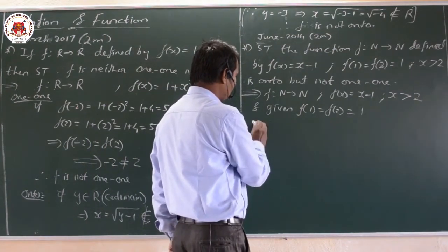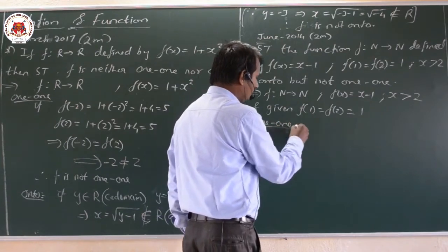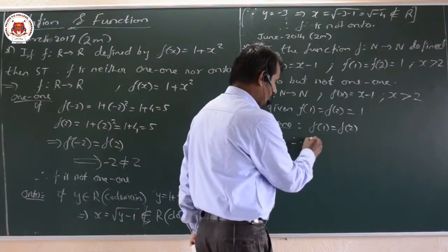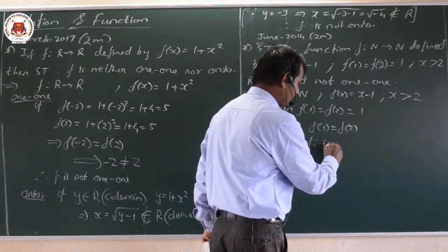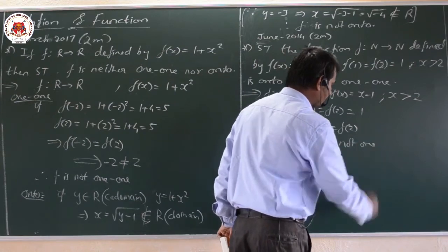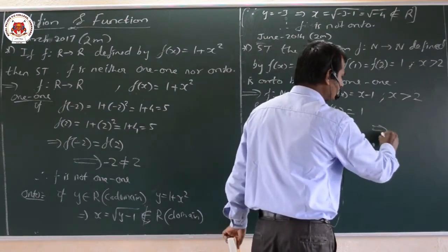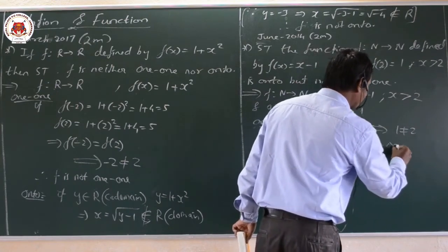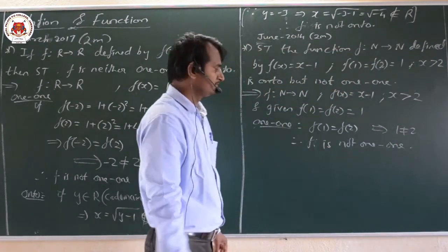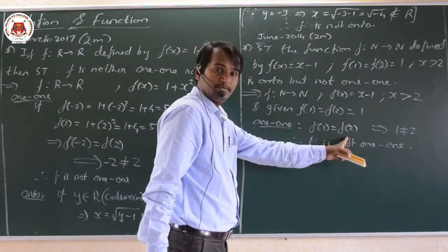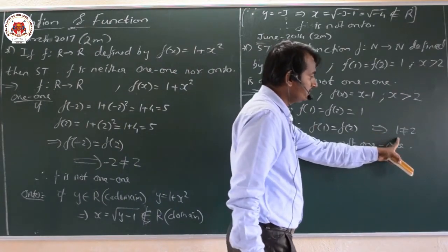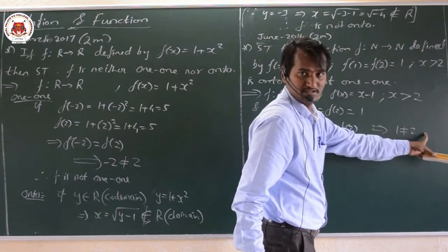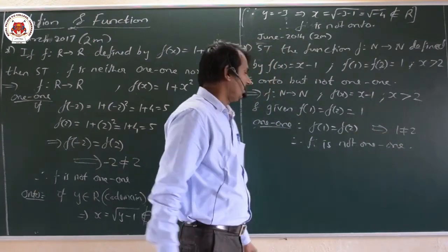Okay, for one-one, what we can check is f of 1 equal to f of 2. Therefore f is not one-one. Or else directly write 1 is not equal to 2. Therefore f is not one-one. Very clearly it is mentioned, that is, if f of x1 equal to f of x2, that implies x1 equal to x2. That doesn't happen. x1 is not equal to x2 here. Therefore f is not a one-one function.